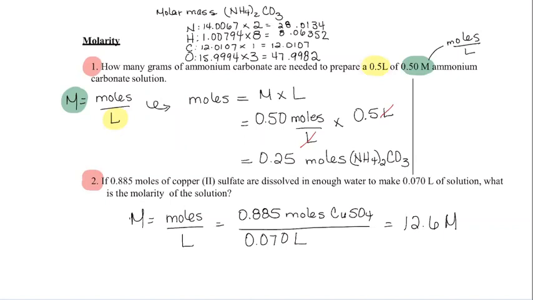And after we obtain all these numbers, we add them. Más 28.0134, más 12.0107, más 47.9982. Yep, that's what I got also. 96.08582.